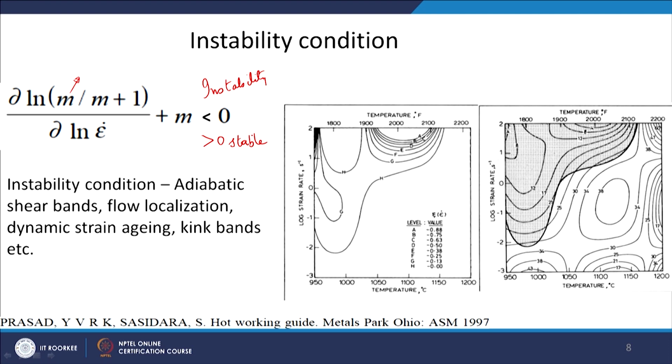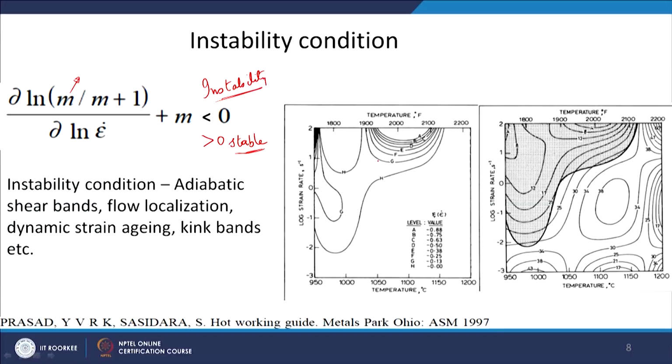Sometimes in books you will see the equation written as greater than 0, do not get confused. Greater than 0 means they are telling you which are the stable processing conditions or stable regions in the processing map, and less than 0 means they are telling you which are the regions where instability can occur. Instability conditions are like adiabatic shear bands, flow localization, dynamic strain aging, kink bands and so on. So, a lot of defects can occur during the hot deformation process.